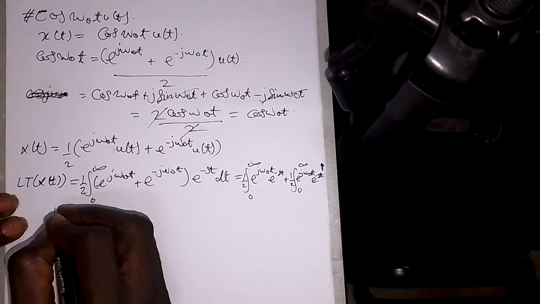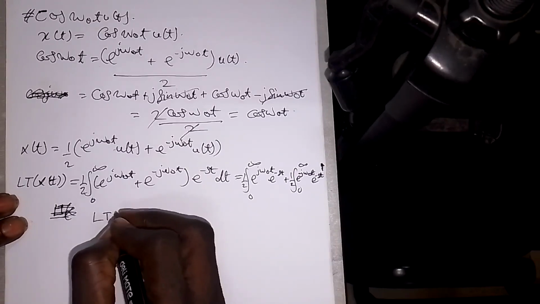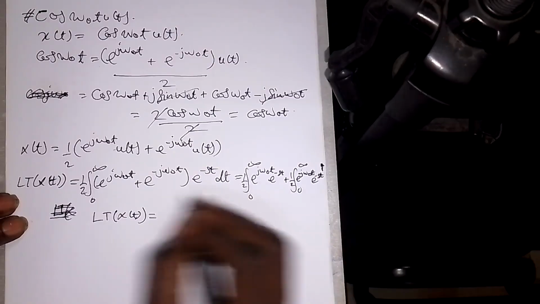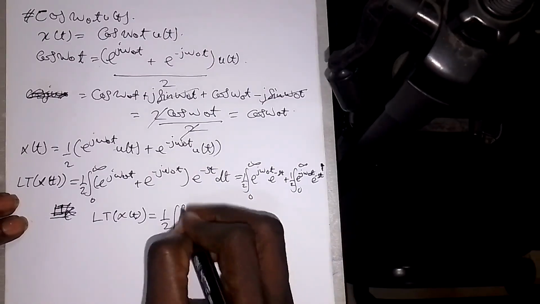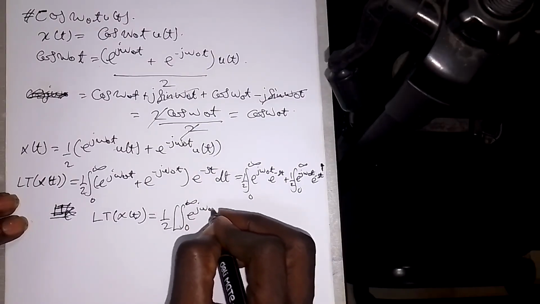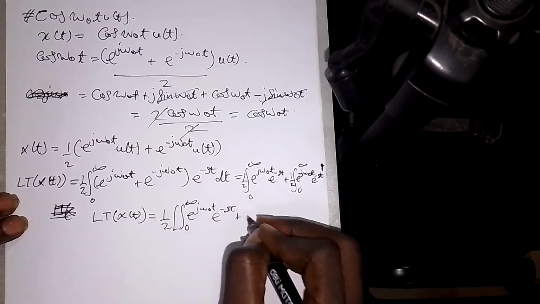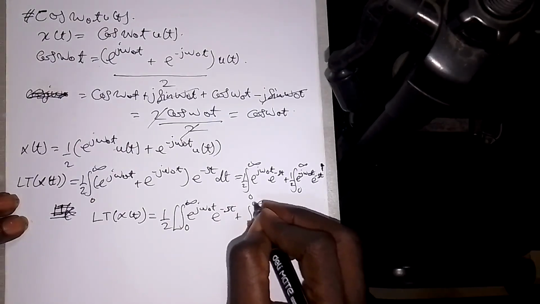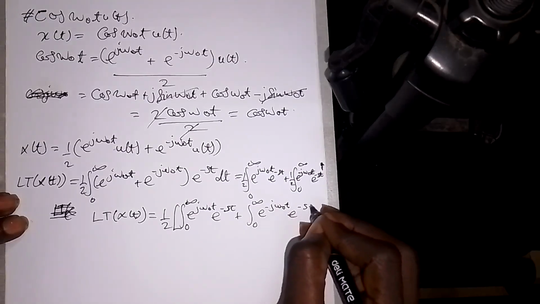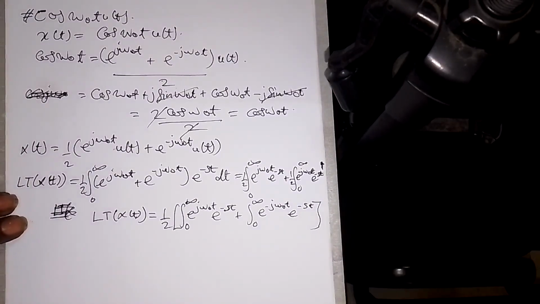The Laplace transform of x(t): if I bring this half out, I'm going to have half times the integral from 0 to infinity of e^(j omega naught t) times e^(-st), plus the integral from 0 to infinity of e^(-j omega naught t) times e^(-st). Then I can close it. So basically it's like this.